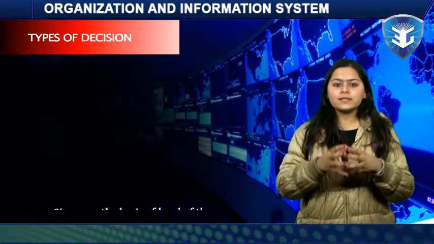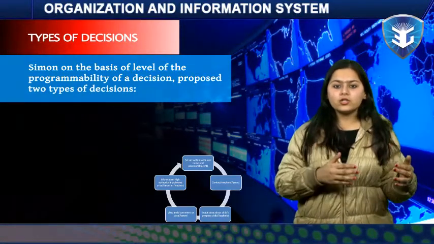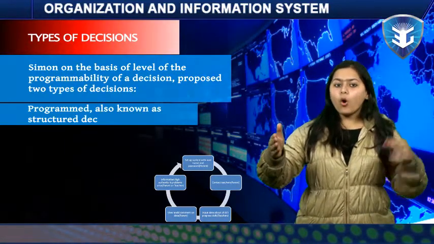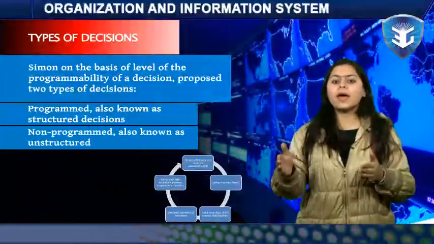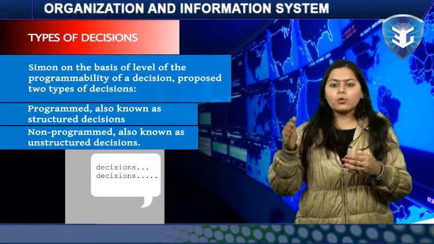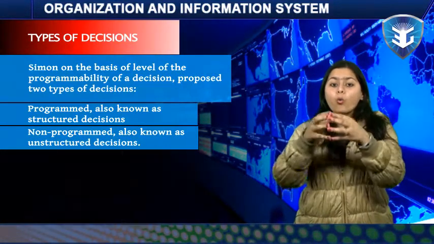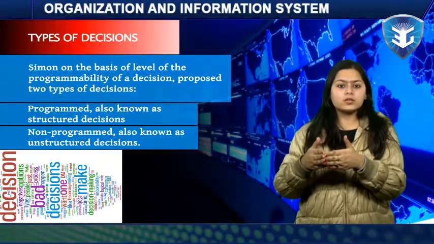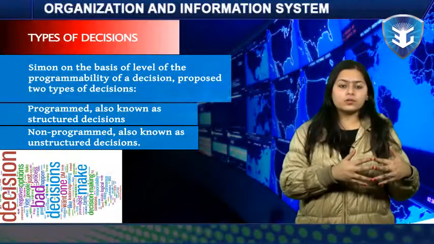Types of decisions: Simon, on the basis of level of programmability of a decision, proposed 2 types of decisions: programmed, also known as structured decisions; and non-programmed, also known as unstructured decisions. Programmed or structured decisions are those which are well defined, and some specified procedures or rules might be applied to reach our decisions.